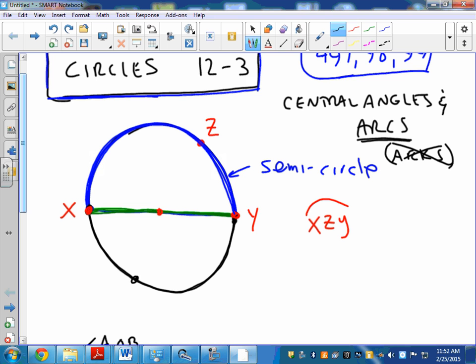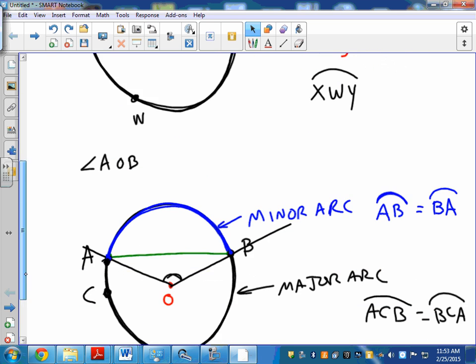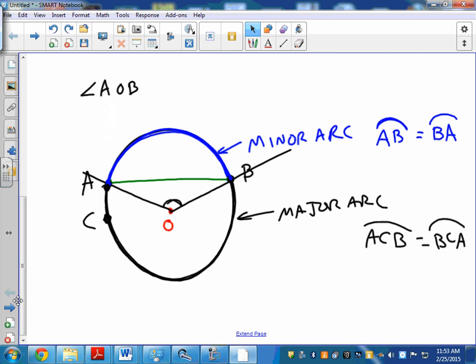Let's say this is W. So now we have semicircle XWY. And now I know I'm going around the bottom part here because I'm going through W. Okay, so the only arcs that have 2 letters are the minor arcs, right? 2 letters. And anything that has 3 letters will be a major arc or a semicircle. Okay, so there's your parts of the circle.